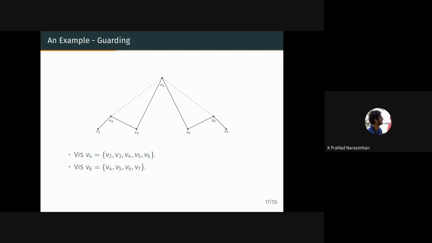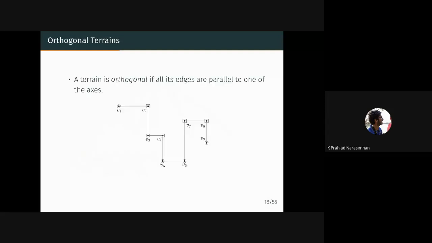For example, V2 can see V4, right? V4 can see V6, but V2 cannot see V6. If it was transitive, then our problem would have been much easier, therefore less interesting. So hopefully you're convinced about that.